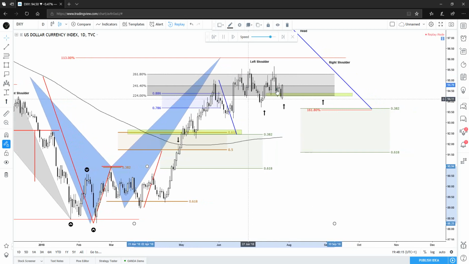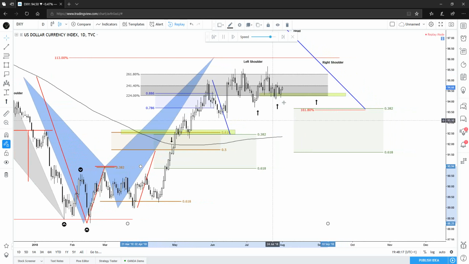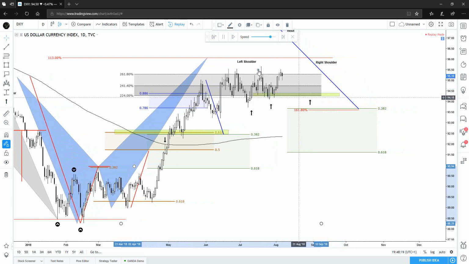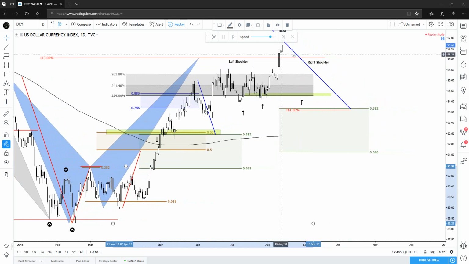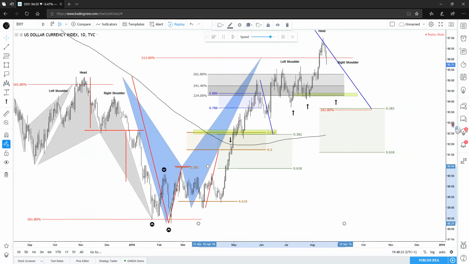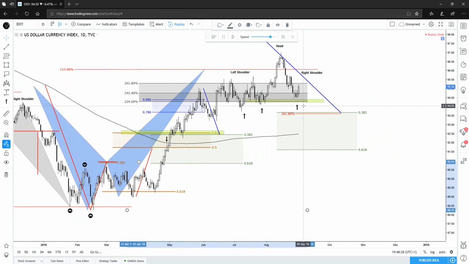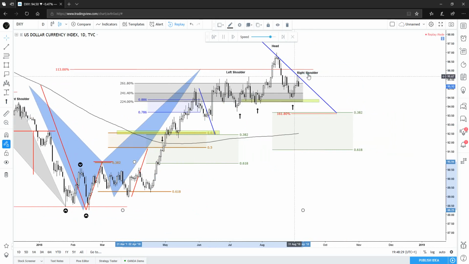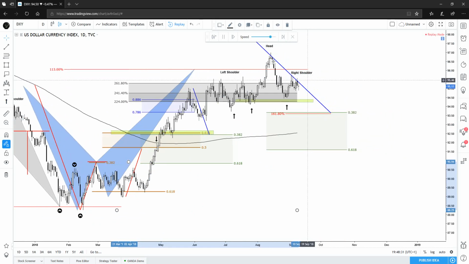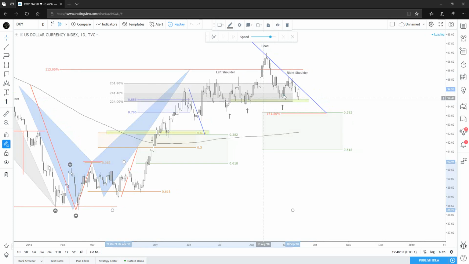We are now moving sideways inside that range, building one potential left shoulder here, a new high forming the head, and now the eventual right shoulder here, respecting this structure, and we are now facing support again. As we can see, the market has already reacted from here.